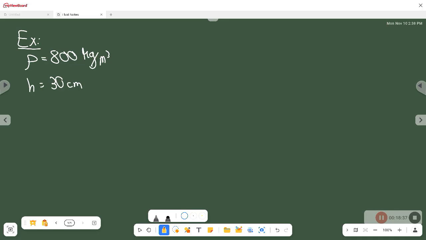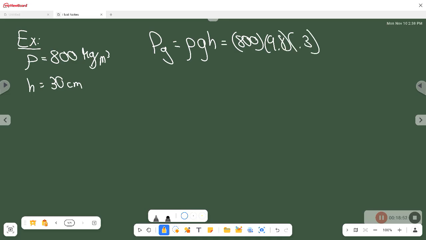So we're going to calculate gauge pressure. That is density times g times h. In this case, we know the density is 800, g is always 9.8, and the depth is 30 centimeters, which I'm converting to meters and calling 0.3. My answer there is going to be 2,352 kilopascal. And then it asks, what is the absolute pressure at the bottom of the glass?